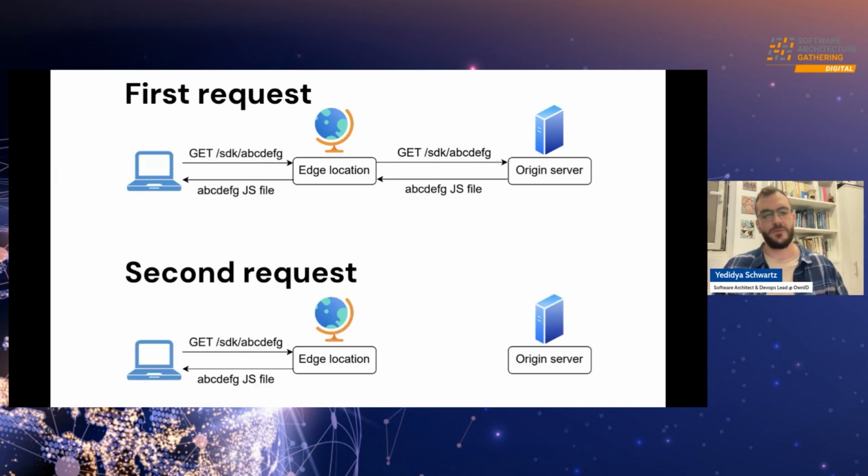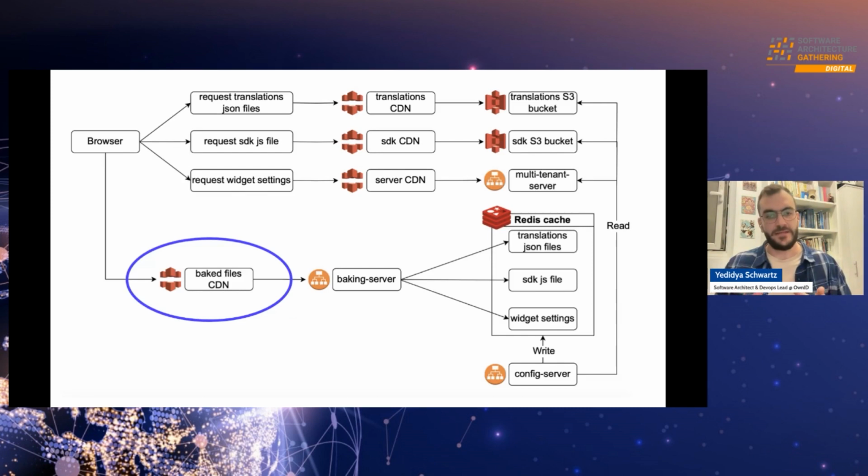On the second request, the file will already exist in the edge location, so the origin won't even know that the request was made. So instead of getting the widget from the baking server, the CDN will handle most of the requests, theoretically one per edge location. And AWS has something like 400 edge locations, so baking servers should be capable of dealing with it.